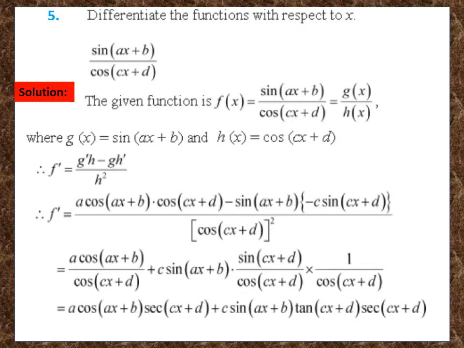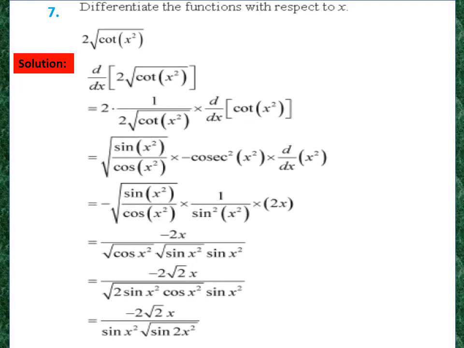So differentiation of sin(ax + b) will be equal to what? Remember the chain rule also: in sin(ax + b) two functions are there. One is sin, second is ax + b. So differentiation of sin will be cos(ax + b), and the differentiation of ax + b is equal to what? Only a, because the derivative of ax is a and b is 0. So put these values in the given form, that is f' = (g'h − gh')/h². You will get your final answer. So pause and note down the solution.